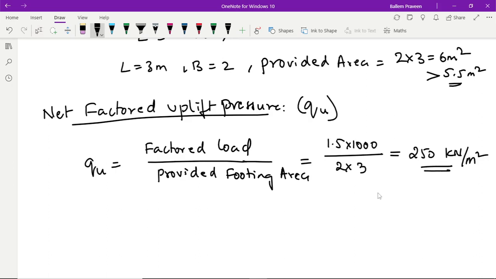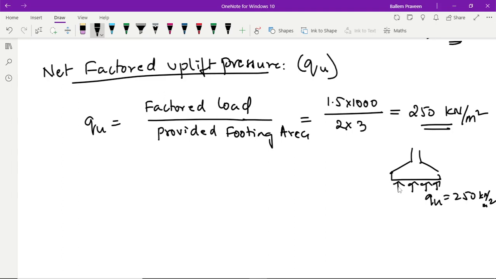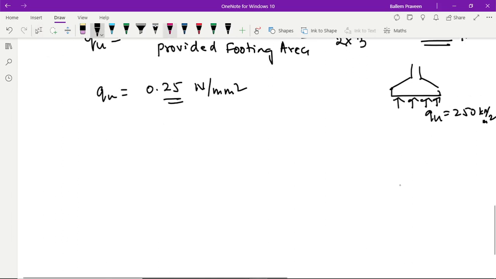So this is the total uplift pressure that is acting under the footing. This is your QU, 250 kilonewton per meter square, and if you convert this into Newton per mm square, it becomes 0.25 Newton per mm square. Okay, remember. Now let us go for the next step, step 2. Now we'll go for the bending moment calculation.